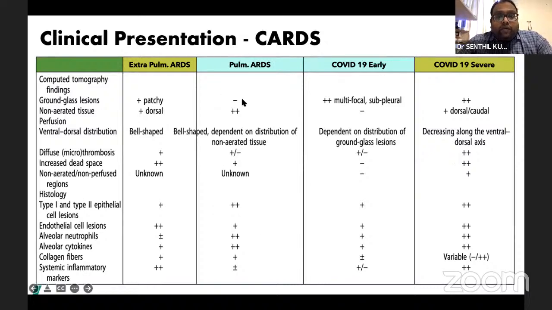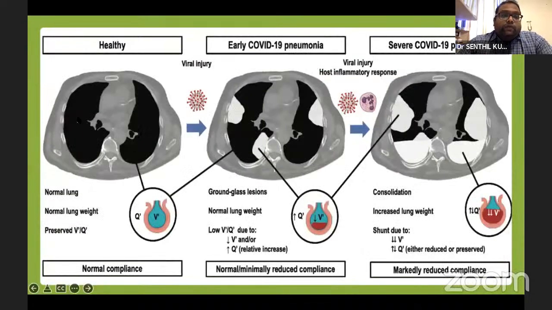So in early COVID-19 ARDS, that is COVID-19 pneumonia, it is more likely to present like a pulmonary or direct ARDS. And severe COVID-19 ARDS is more of an overlap of extrapulmonary and pulmonary ARDS. Here is a normal healthy lung, where after a COVID infection, viral injury causes direct damage to the alveolar epithelium, and more of the aerated lung volume will be there.